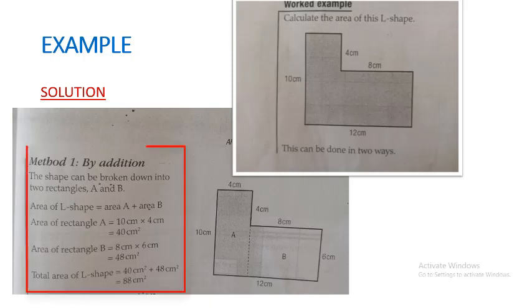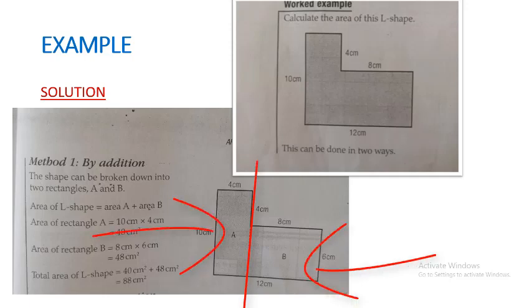Now, let us focus on the solution. The shape can be broken down into two rectangles, A and B. Have you seen? The shape has been broken into two simple shapes. So we have a rectangle A and then a rectangle B. This is very simple because we know the formula for the area of a rectangle. It's width times length. That is the formula for the area of a rectangle.